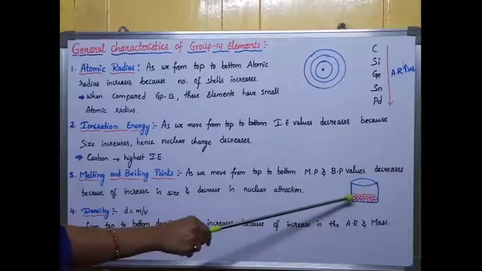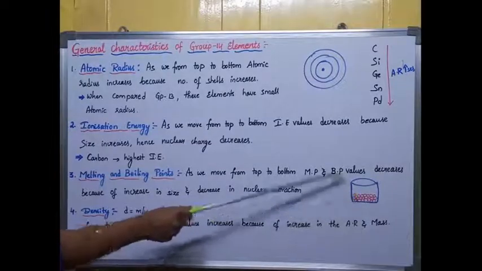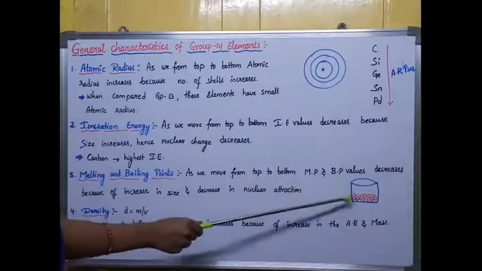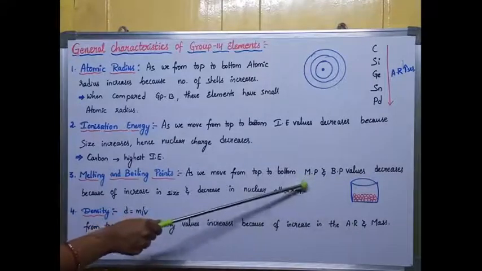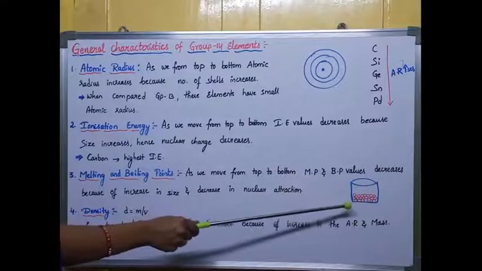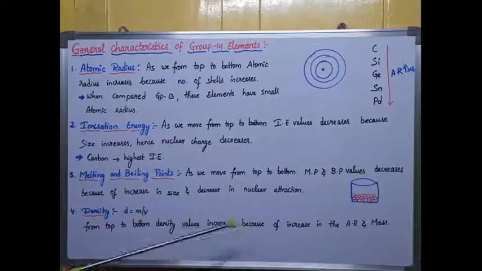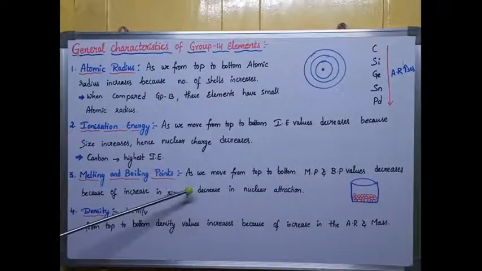So when there is less attraction, you need to supply less energy to break the forces. Here, by supplying some amount of energy, a particular liquid is converted into vapor. So we can say melting and boiling point values decrease because of the increase in size.